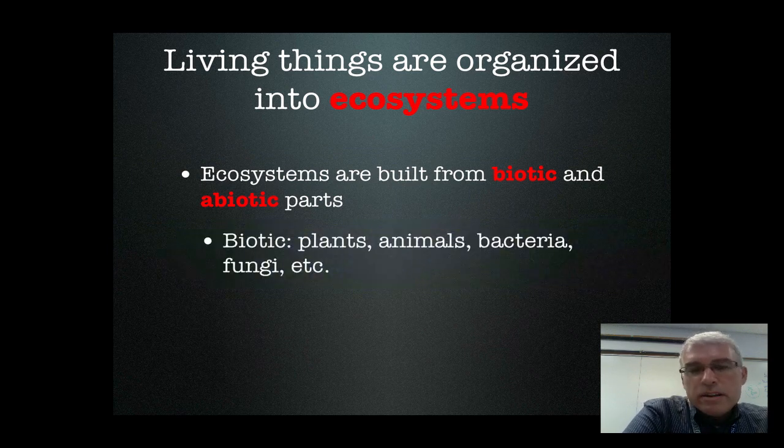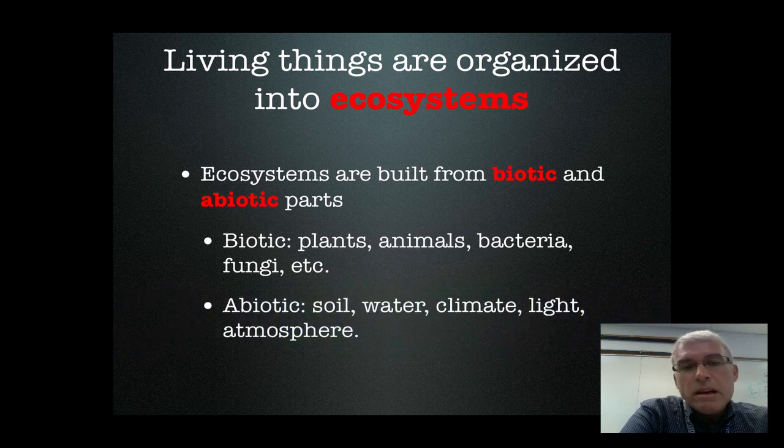The biotic part of an ecosystem, otherwise known as a community, is made up of the different plants, animals, bacteria, fungi, etc., that are all living together in that ecosystem. The abiotic part of an ecosystem are the non-living components that these living things need. For example, their soil, the water, the climate, the light, the atmosphere, all those things that can vary.